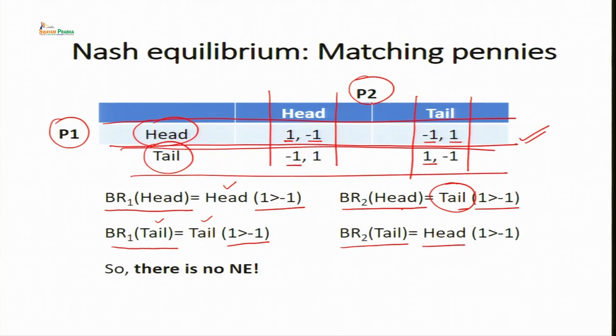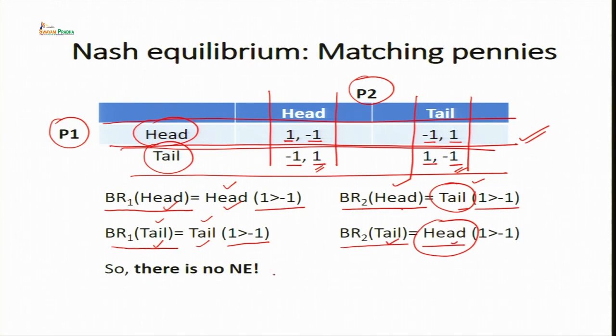Why? Because player 2 by playing head is getting 1, by playing tail is getting minus 1. So, clearly 1 is more than minus 1. So, head is the best response. Now, see here the best response correspondence. For head, player 1's best response is head. For head, player 2's best response is tail. Similarly, for tail, player 1's best response is tail, but for player 2, the best response to tail is head.